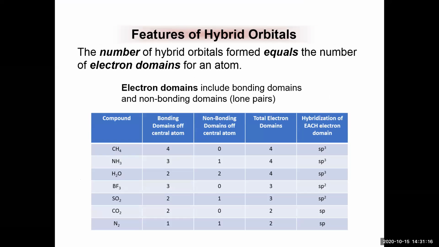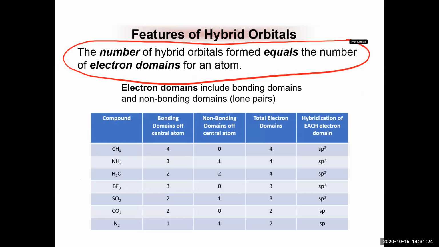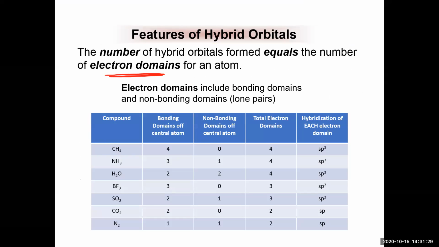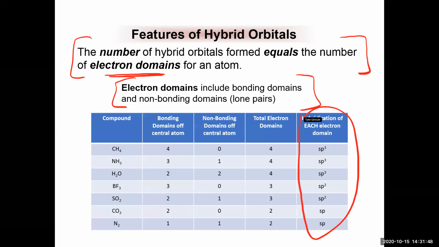The number of hybrid orbitals formed equals the number of electron domains for an atom. I would just write that whole thing out. And what are electron domains? Electron domains include bonding domains and non-bonding domains. This chart is for you just to look at maybe later. Don't copy this whole chart down. We can reference it. But we have a notation for hybridized orbitals that we'll get to. But for now, those two statements at the top are the ones to write down. Don't just look at the chart.